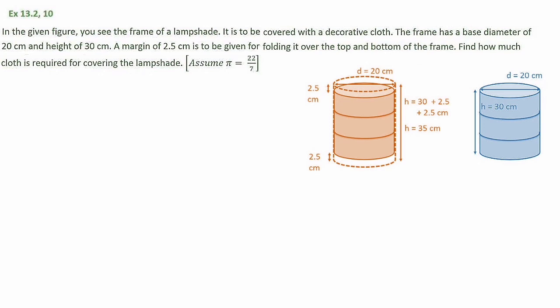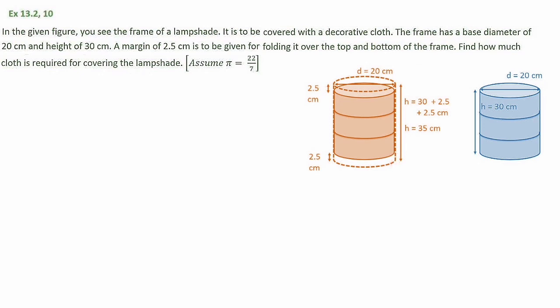Means actual height is 30 cm. And from here the top has 2.5 cm kept extra, and the bottom also 2.5. Means total 2.5 plus 2.5, 5 cm height you added extra for covering this lampshade with cloth. That is, height will change to 30 plus 2.5 plus 2.5, equal to 35 centimeter. Up to here we have to cover, but for folding purpose we keep 2.5 centimeter extra: top 2.5 centimeter, bottom 2.5 centimeter.